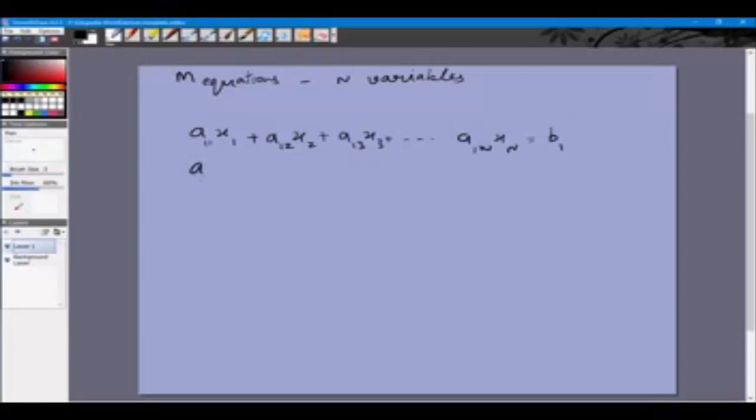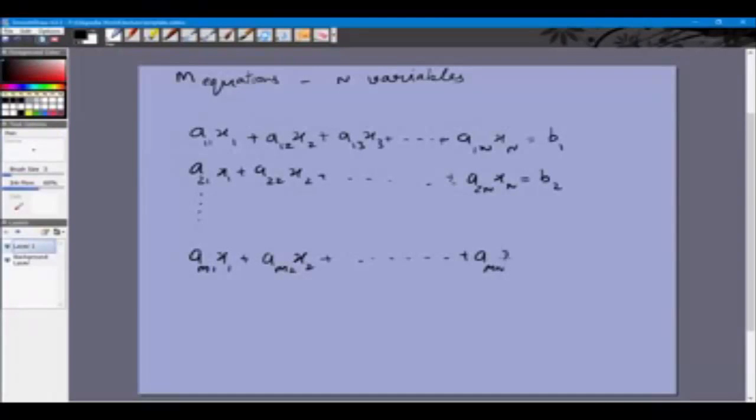The second equation would be something like a21 x1 plus a22 x2 plus ... a2n xn is equal to b2. Now you would have many equations like this. The last equation would be am1 x1, because we have m equations, plus am2 x2 plus ... amn xn is equal to bm.